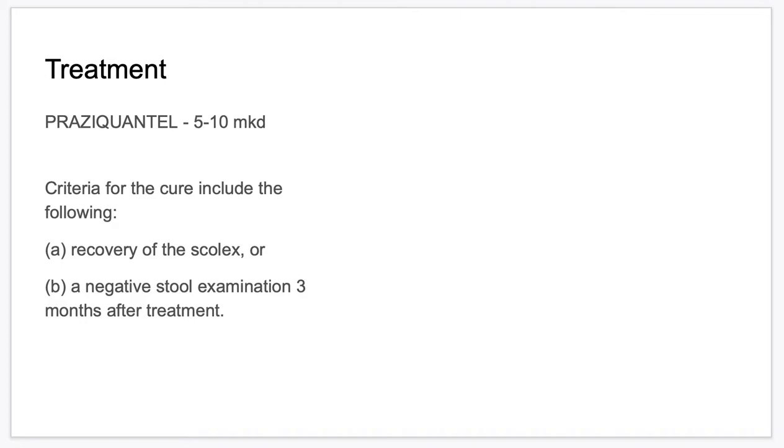So we treat these saginata infections with praziquantel, that is 5 to 10 mg/kg. The criteria for cure include the following. First, if we recover the scolex, because remember, from the introduction to cestodes, as long as your scolex and your neck are intact and attached in your small intestines, they will actively develop still. So, the scolex has to be recovered, or if not, there should be a negative stool examination 3 months after the treatment.